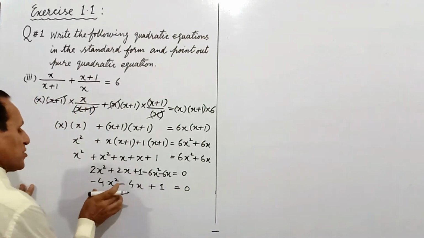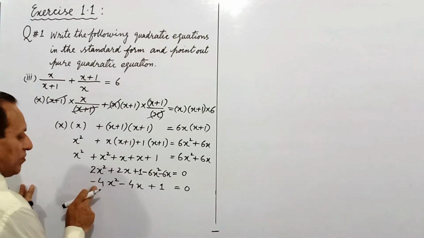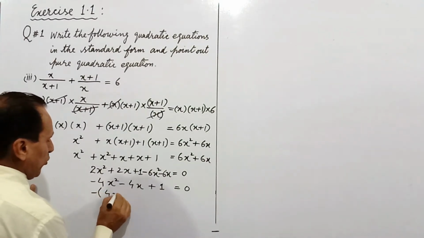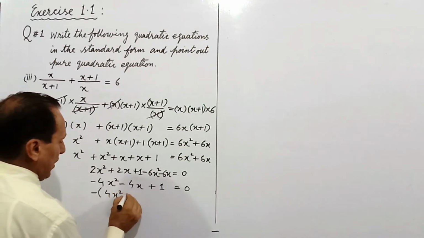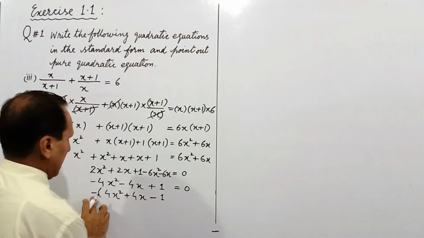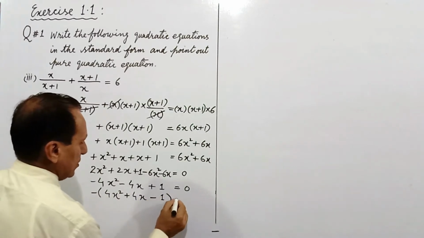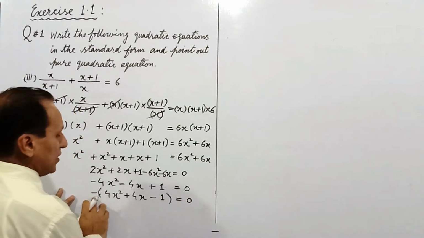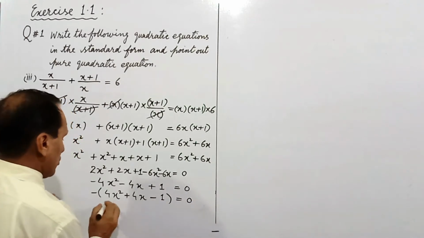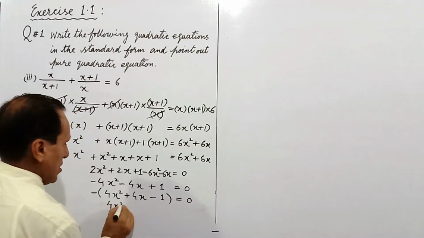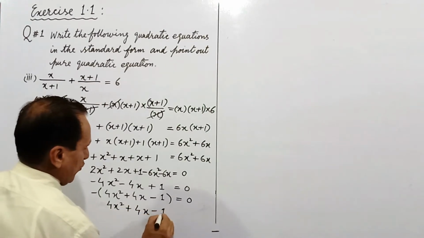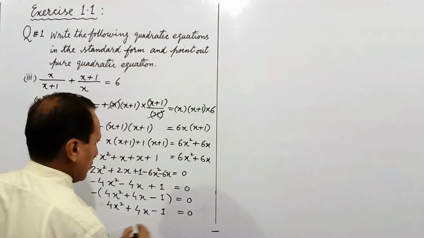We use a standard procedure to make the first term positive. We take minus as common, so it will become 4x square, and minus will become plus 4x, plus will become minus when we take minus 1 as common. Minus 1 is taken to the right hand side. 0 divided by minus 1 will remain 0. So therefore 4x square plus 4x minus 1 is equal to 0.